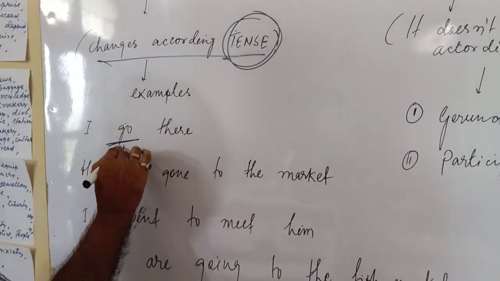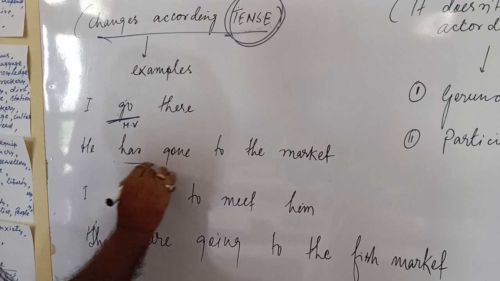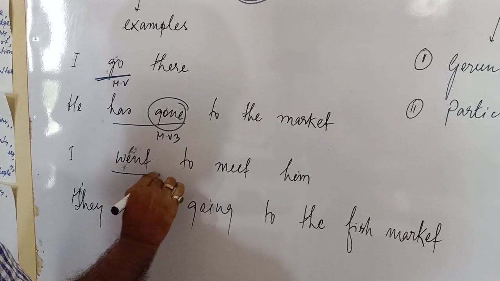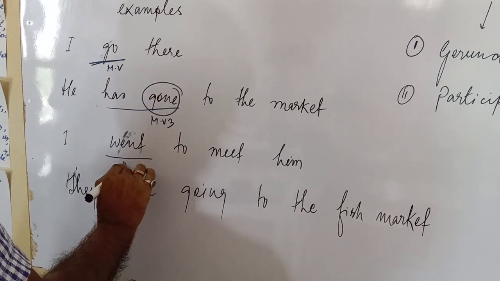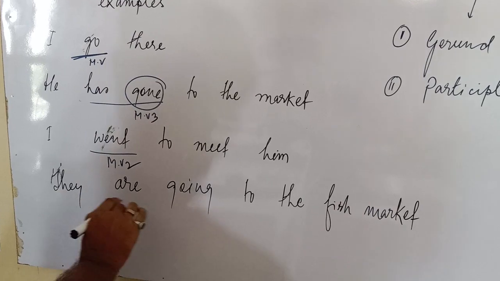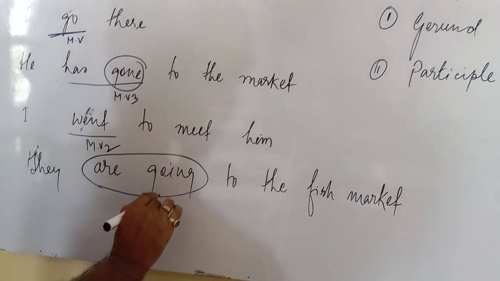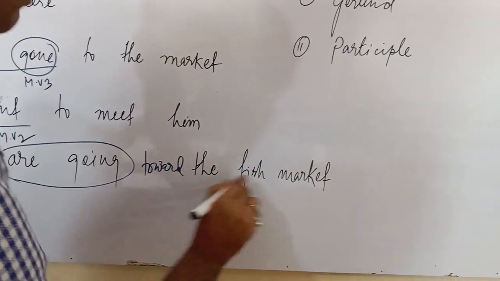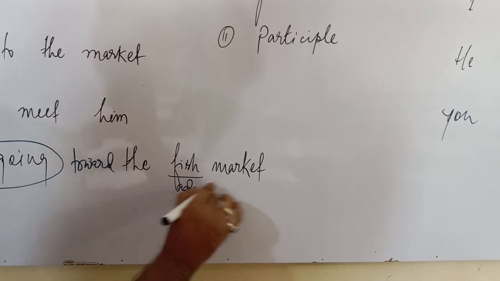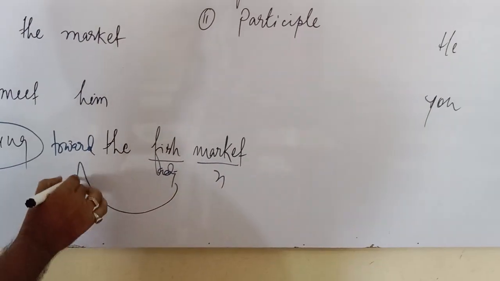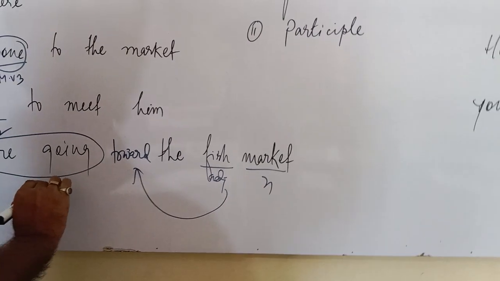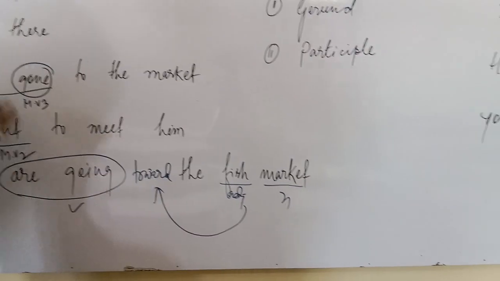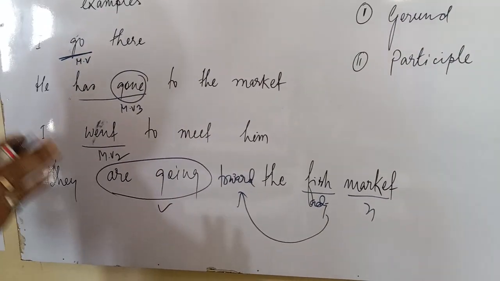Examples: I go there. Go here is main verb 1. He has gone to the market. Gone is the main verb, third form. I went to meet him is the V2 form, the past form. They are going toward the fish market. Here, toward is a preposition, fish is an adjective and market is a noun. Are going is the verb here. So these verbs change according to the tense.